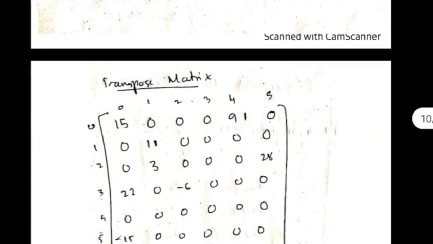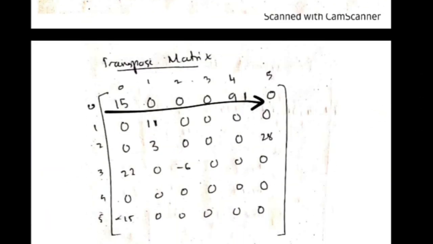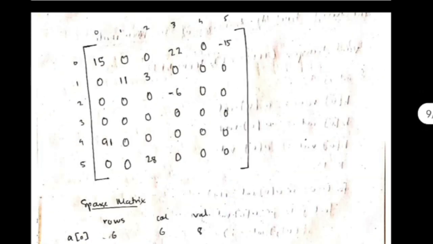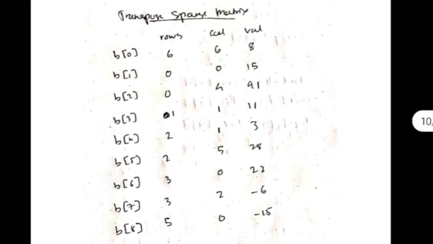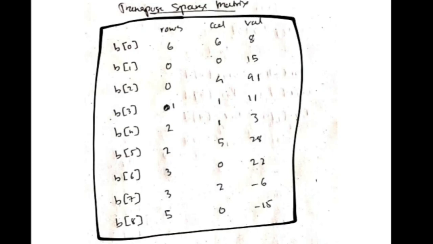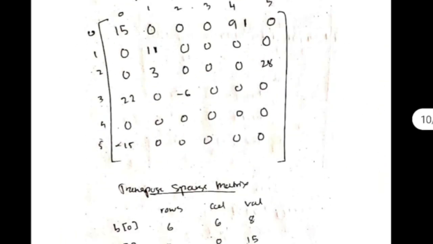Okay, so see here, this is the first row. In the second row what you will have, all these column values. Okay, this will be stored as the second row. Okay, that's known as transpose of a matrix. Now after finding the transpose, we have to store this transpose in an array. Like before we stored the normal sparse matrix in an array, like that we will store the transpose also.